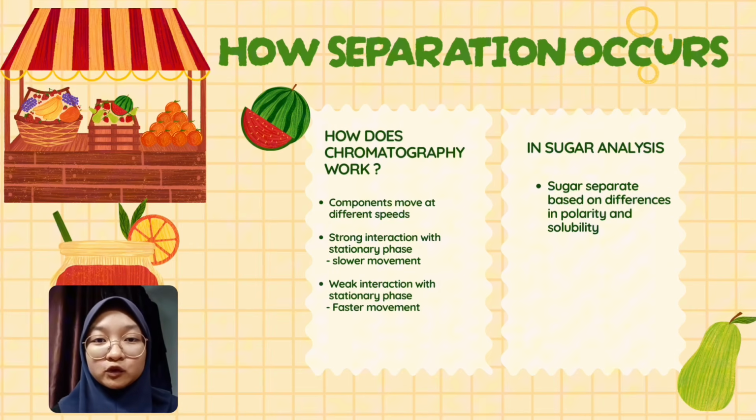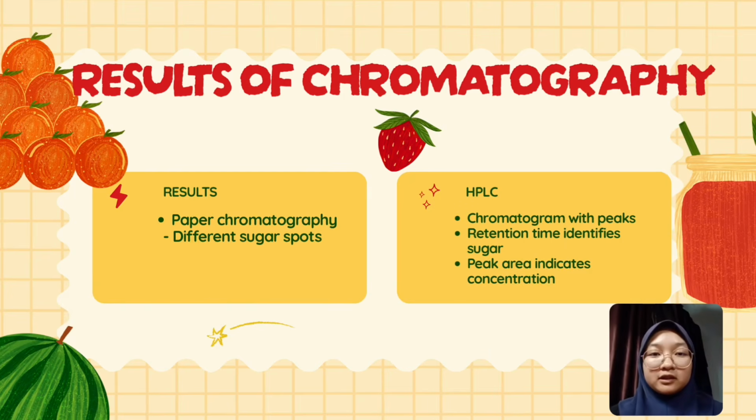In sugar analysis, sugars such as glucose, fructose, and sucrose are separated based on their differences in polarity and solubility. The result depends on the type of chromatography used. In paper chromatography, the separated sugars appear as different spots on the paper. In high-performance liquid chromatography, or HPLC, the results are displayed as a chromatogram with different peaks. The retention time is used to identify each type of sugar, while the peak area indicates the concentration of that sugar. Overall, chromatography is an effective technique for separating, identifying, and analyzing sugar components accurately.